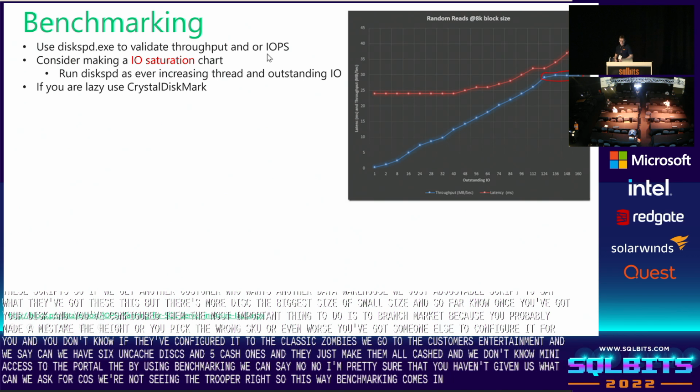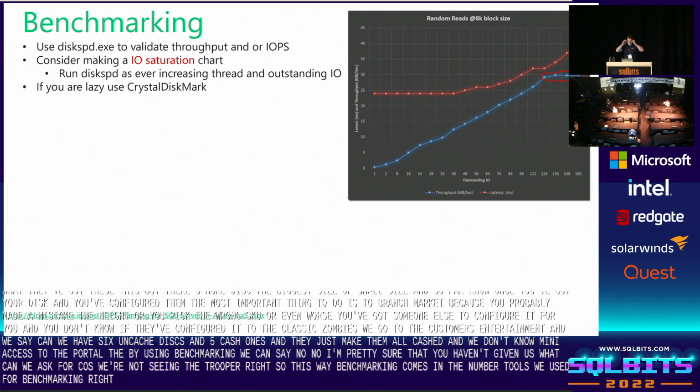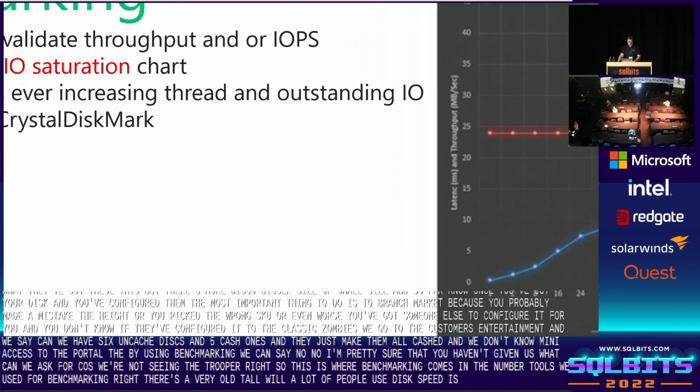Now, there's a number of tools we use for benchmarking, right? There's a very old tool that a lot of people use called DiskSpd. It's a command line tool.